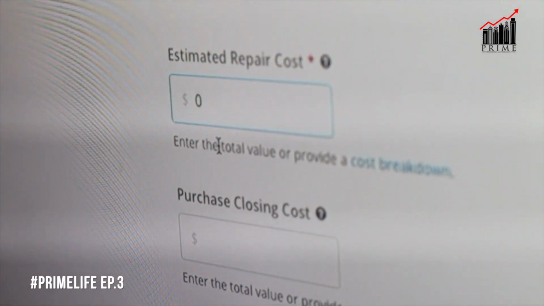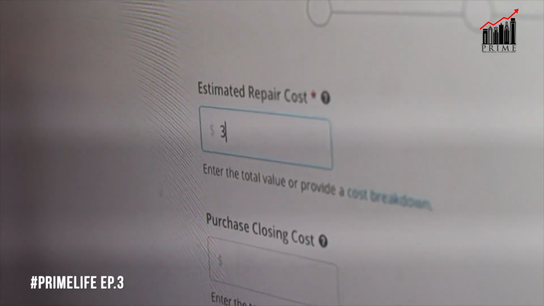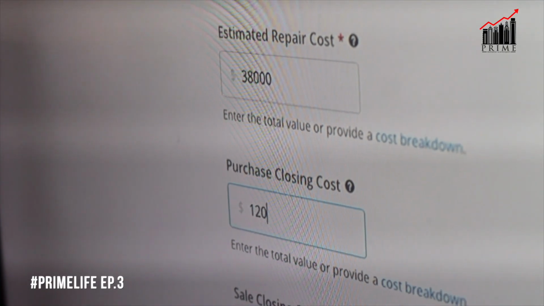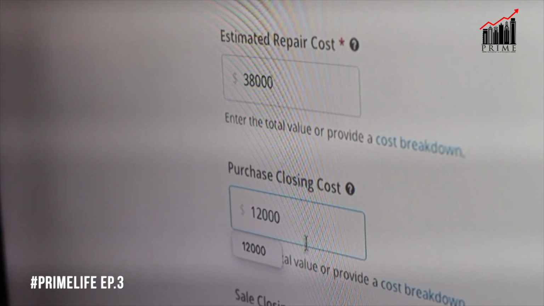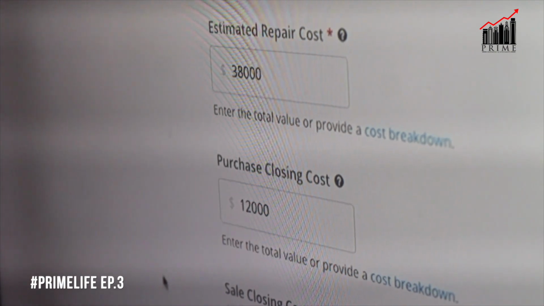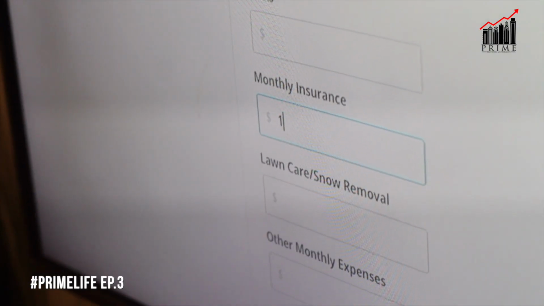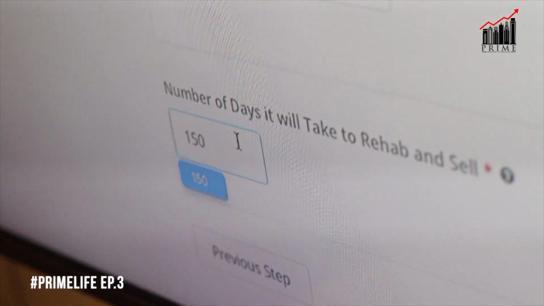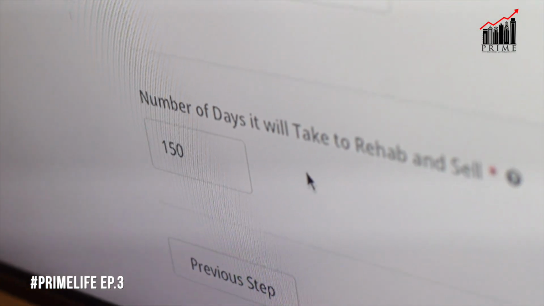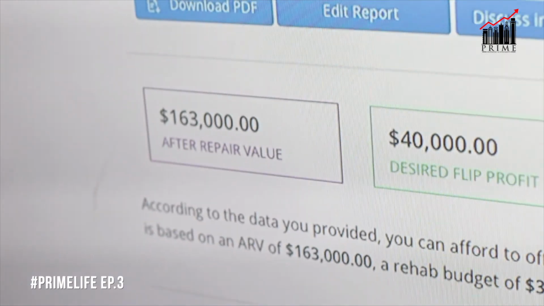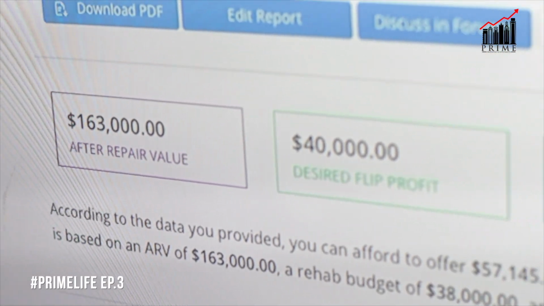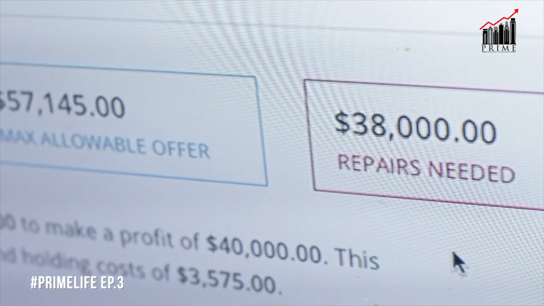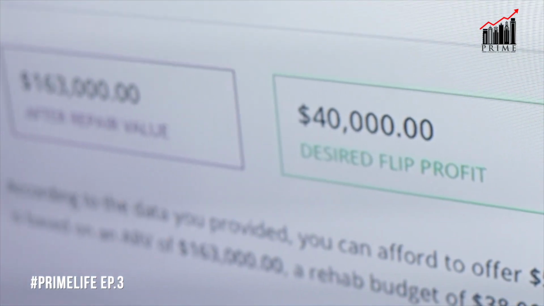And then once we have the calculator up, we use that to estimate repair costs. Then we factor in all of the closing costs. Put that into the calculator. There's a spot for that. We estimate monthly expenses. That's things like taxes, insurance, loan payments, utilities. Then we estimate how long we're going to have the property, so how long it's going to take us to fix it up. All that factors in the calculator to the final offer of what we can actually offer. What's our maximum offer for the property.